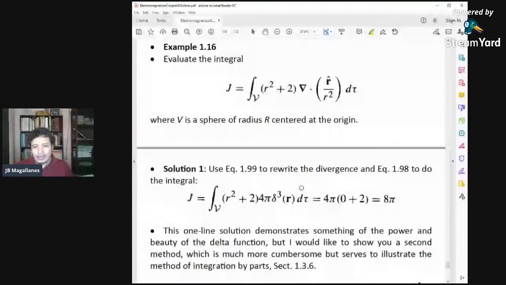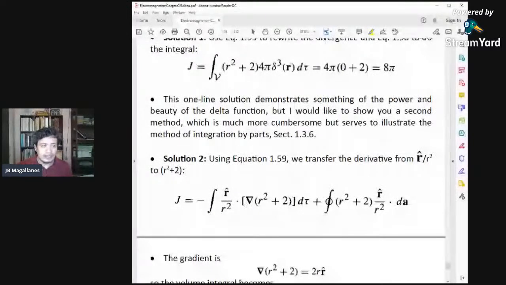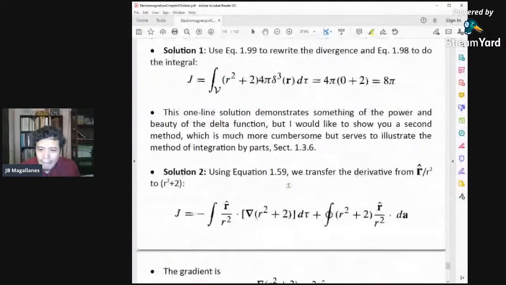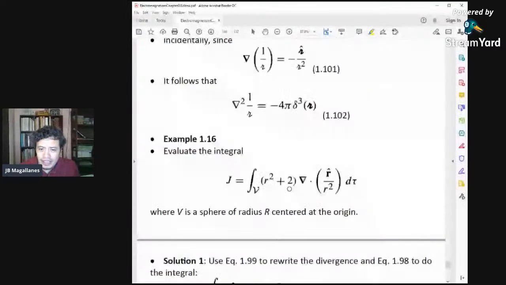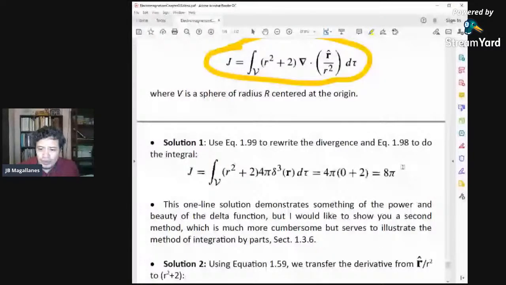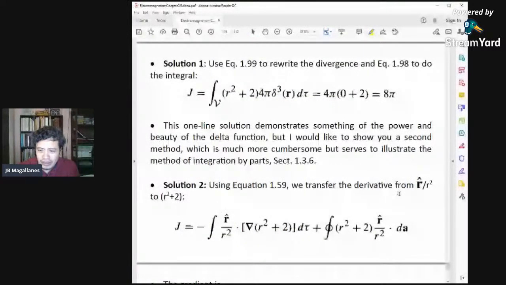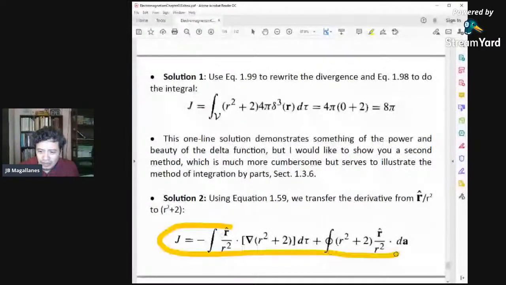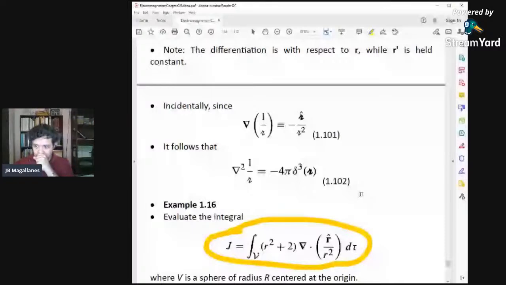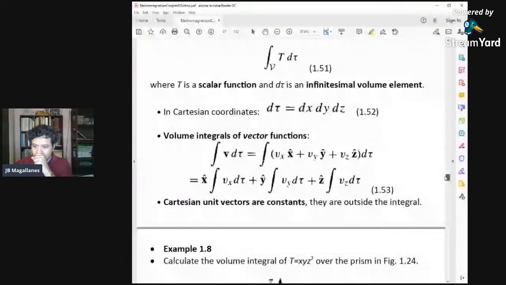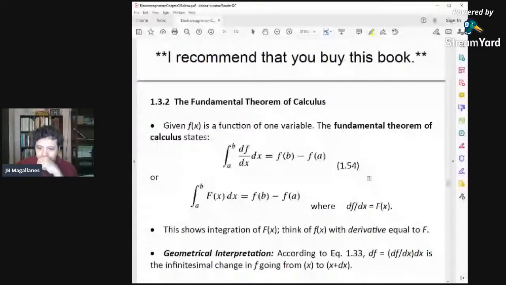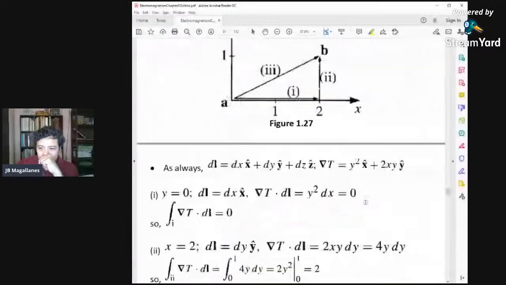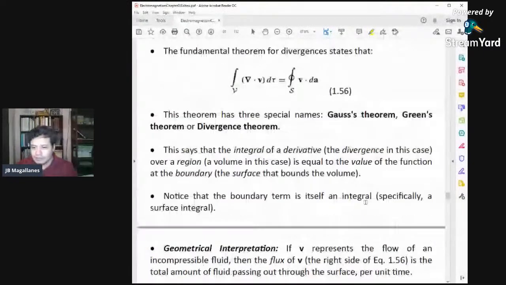Now let's look at integrating it the long way. Here you have this integral again, and then by integration by parts, that can be transformed into this integral. Integration by parts is in equation 1.59. So let's look at that.